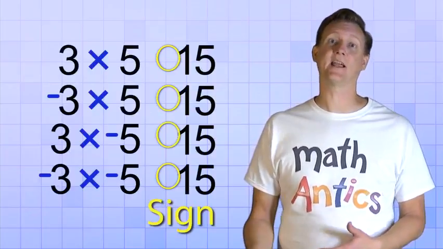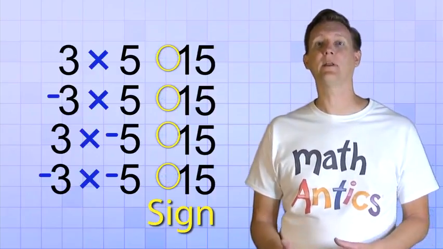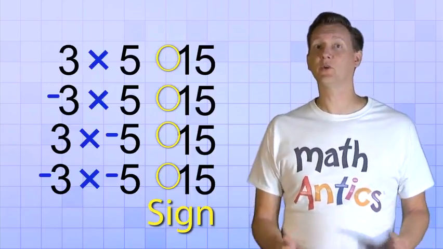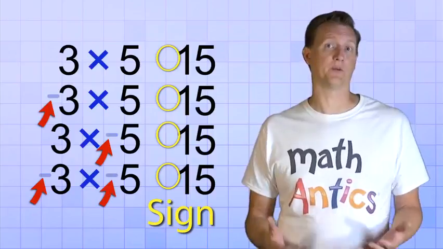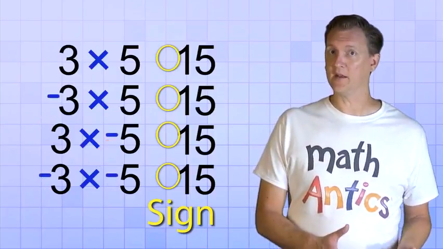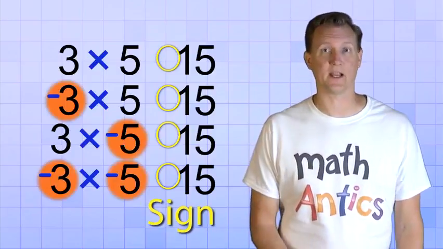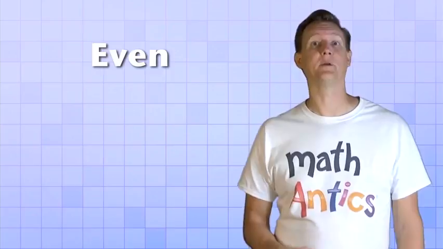It's just that the sign of the answer, whether it's positive or negative, will be different depending on how many negative factors we're multiplying. Basically, when doing integer multiplication and division, you can just pretend that the negatives aren't there while you multiply or divide. And then, you count up how many negative factors you have to figure out the sign of the answer. If there's an even number of negative factors, the answer will be positive.